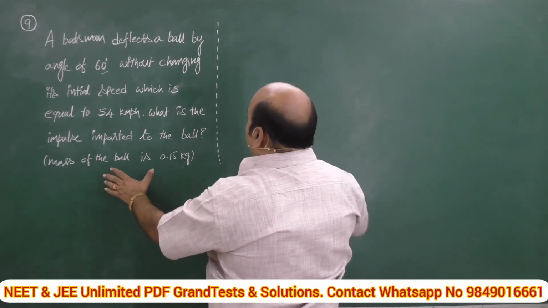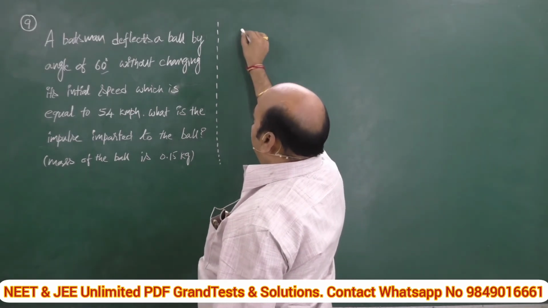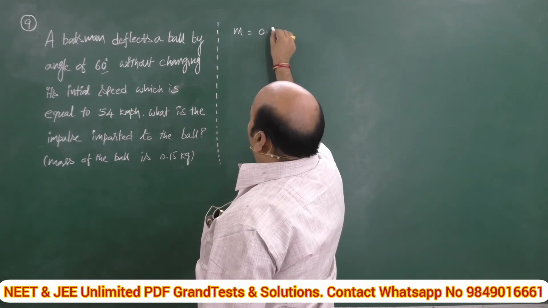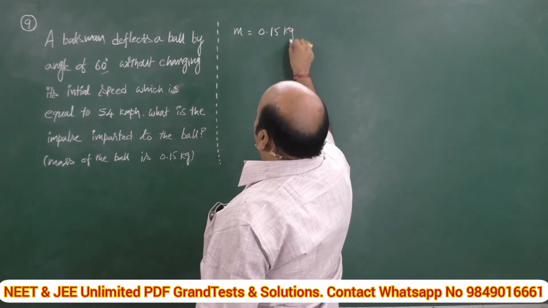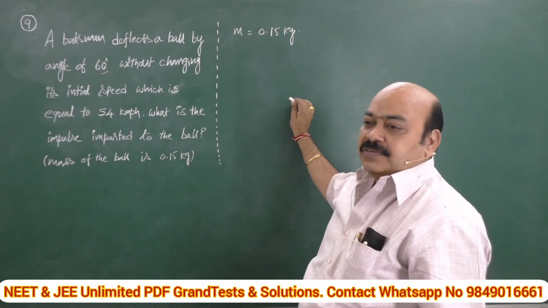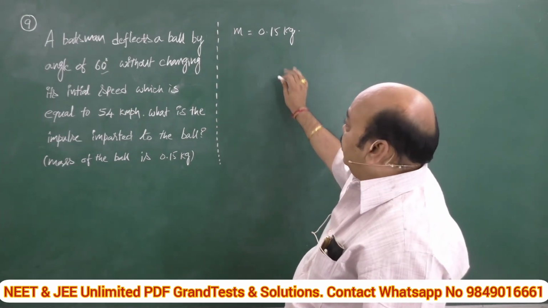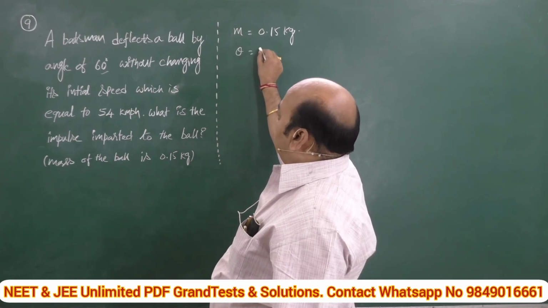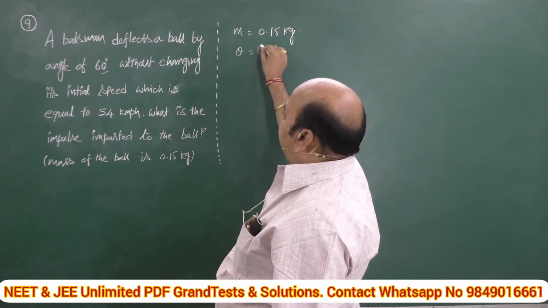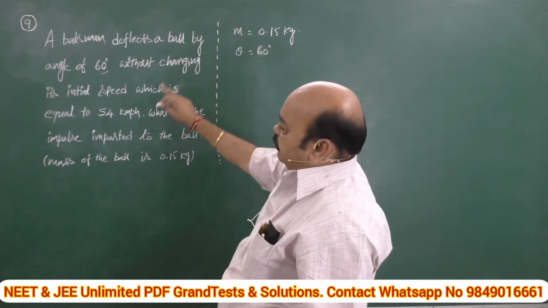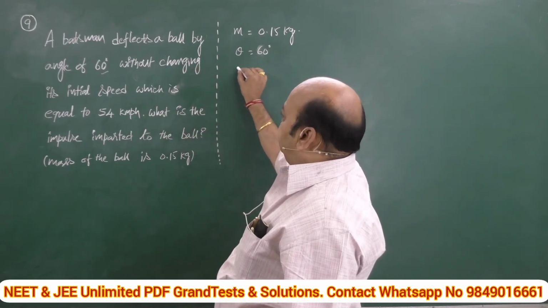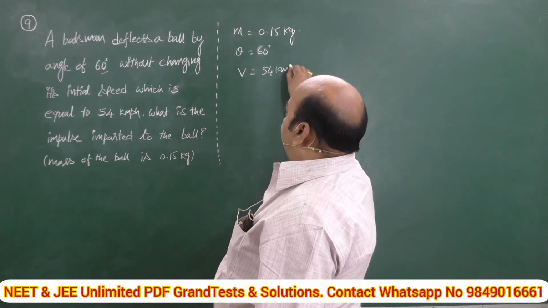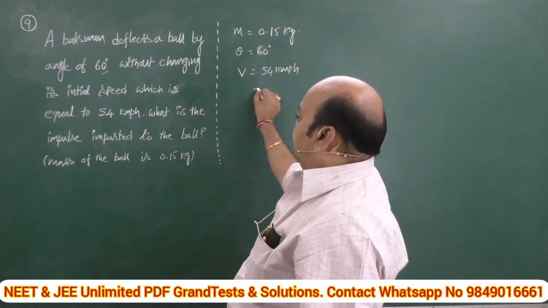Right, let's list out what's the data given. Mass of the ball, m is equal to 0.15 kg. Good, kg is SI unit, that's why no need of conversion. And what is the angle given? Angle is equal to 60 degrees. And one more thing is, initial speed v is given as 54 kmph. Here we have to convert this.